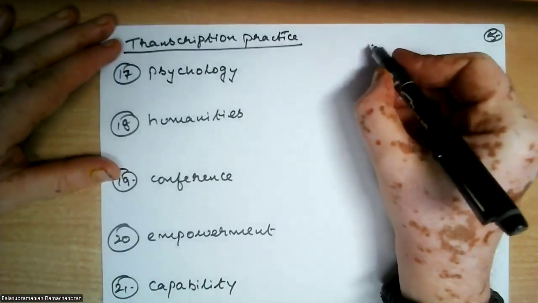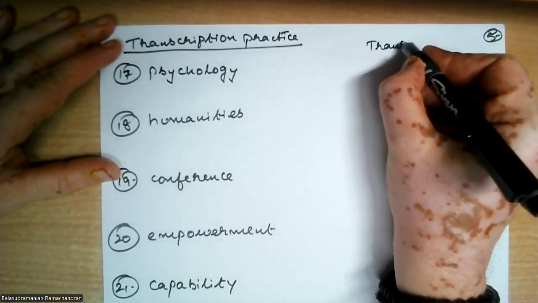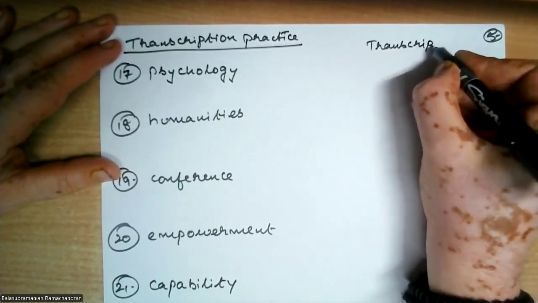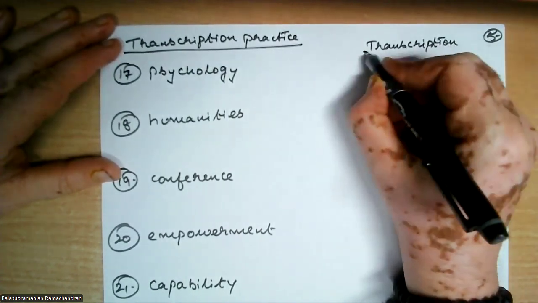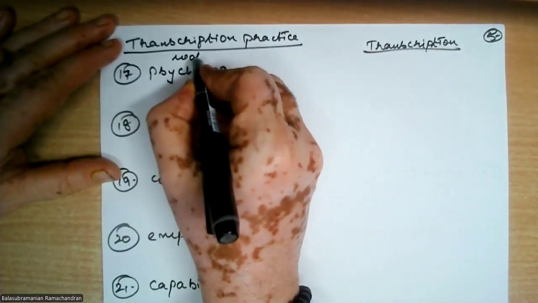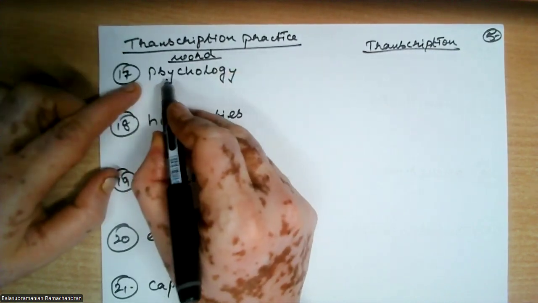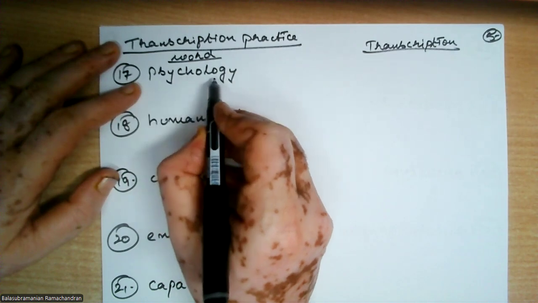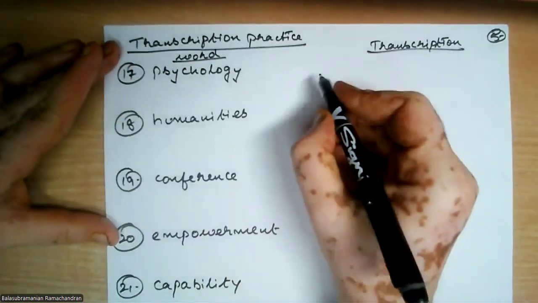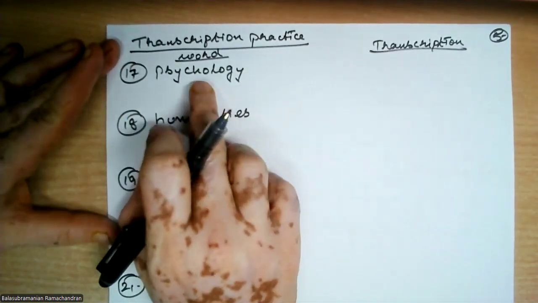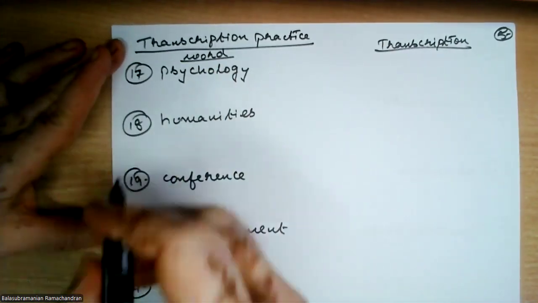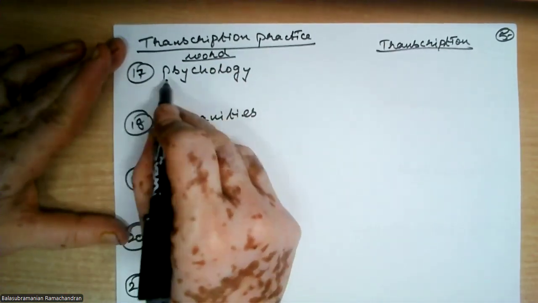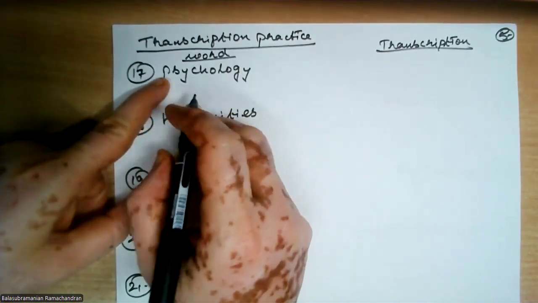Okay, again, transcription. We are writing the transcription here. Word number 17 is PSYCHOLOGY. Can I do the transcription below so that you are able to appreciate the manner in which each letter is pronounced? Okay, so anyway, P is silent.